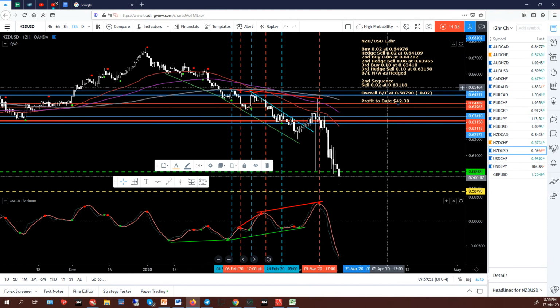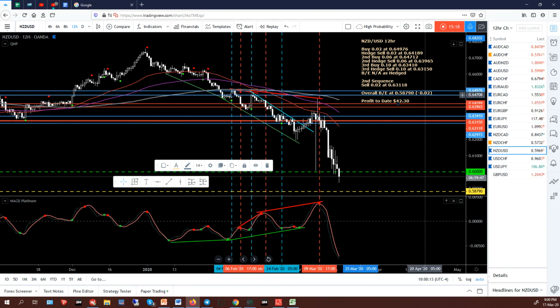Second sequence, I'm thinking is that 63118. So it's the same as the in here. So this is a new sequence here, and that's got full position size. I probably should have closed half of that. I'm not sure why I haven't.